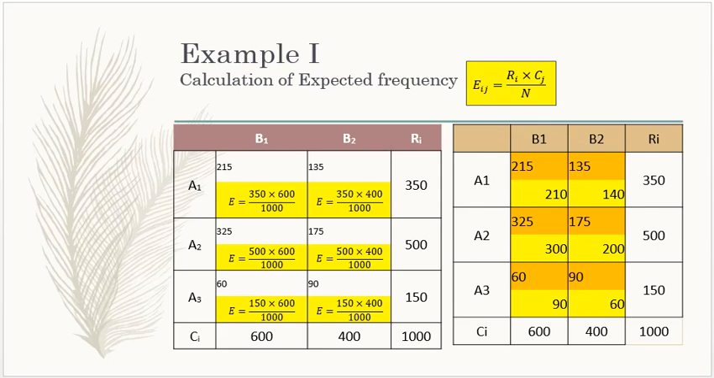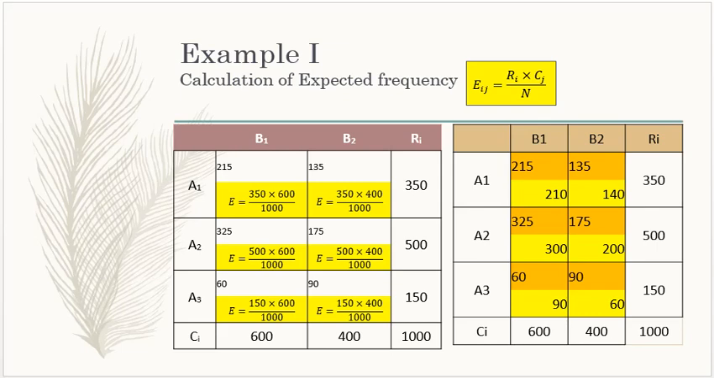So in the right side table, it is in yellow. We are given the result of that: 350 into 600 by 1000 will give you 210, that is 35 into 6. Likewise, 35 into 4 will give you 140. So in orange, it is the observed frequency, and in yellow, it is given to be the expected or theoretical frequencies. Okay. So this is the way we are able to find out the theoretical frequencies of any cell.